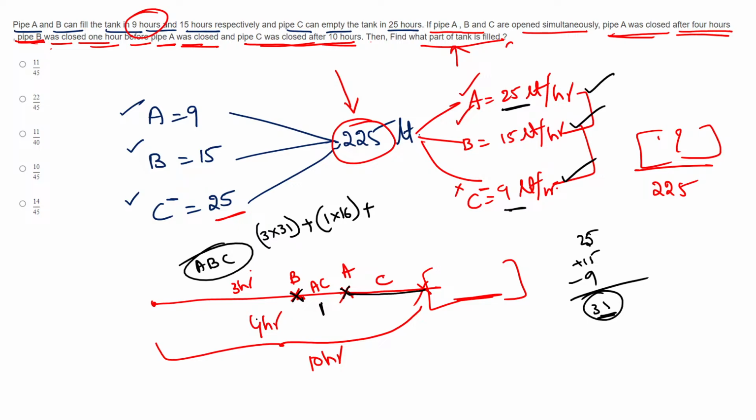That means, see, already we are having 4 hours up to here. Again, but it is closing after 10 hours. That means we are having 6 more hours gap here. In that time we are actually emptying. Emptying means what? 6 into minus 9. Now calculate all the values.